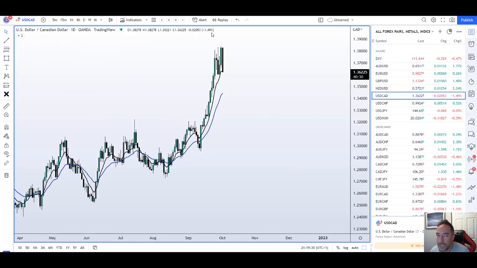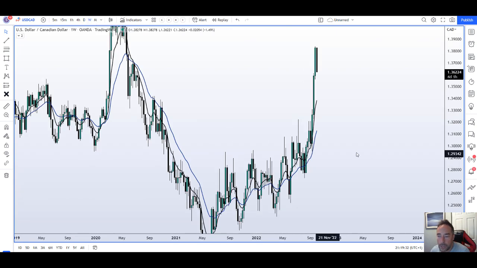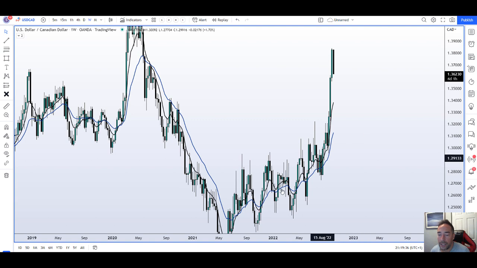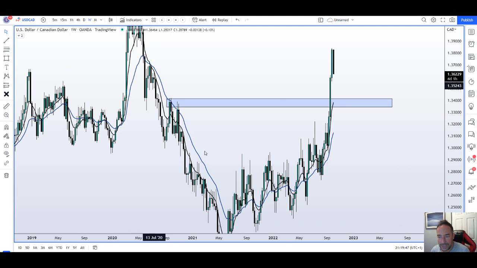Dollar CAD, again, put the weekly on. Look how far we're extended away from the moving averages on the weekly. Expect to see price pull back towards the 8 moving average. So there's actually a nice bit of resistance there. So we could come back into this zone here around about 134.